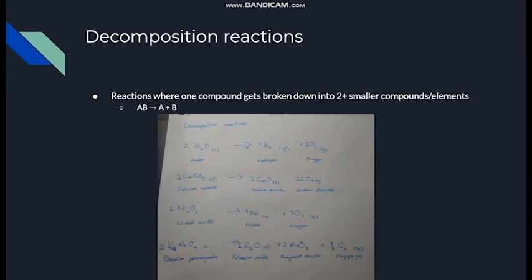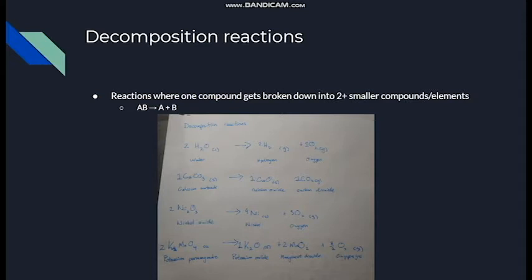Now, decomposition reactions are a bit different. They're basically the opposite. These reactions are where one compound gets broken down into 2 or more smaller compounds and elements. So, compound AB gets broken down into compound or element A and compound or element B. Looking at a couple examples of this, we can look at the decomposition of water, also known as hydrolysis.